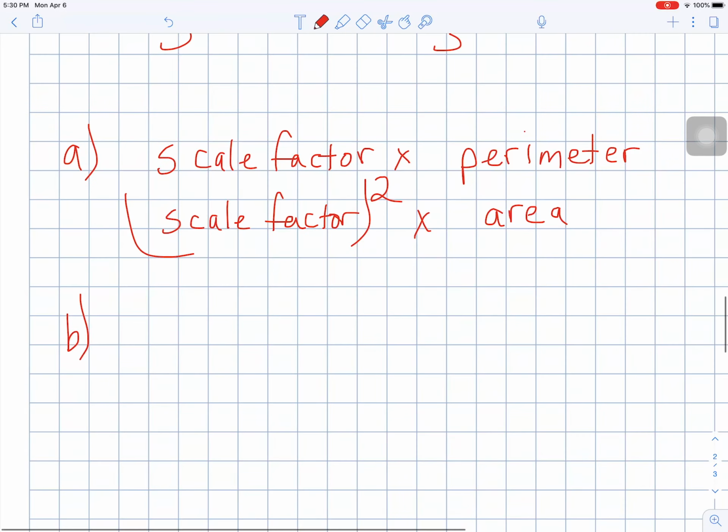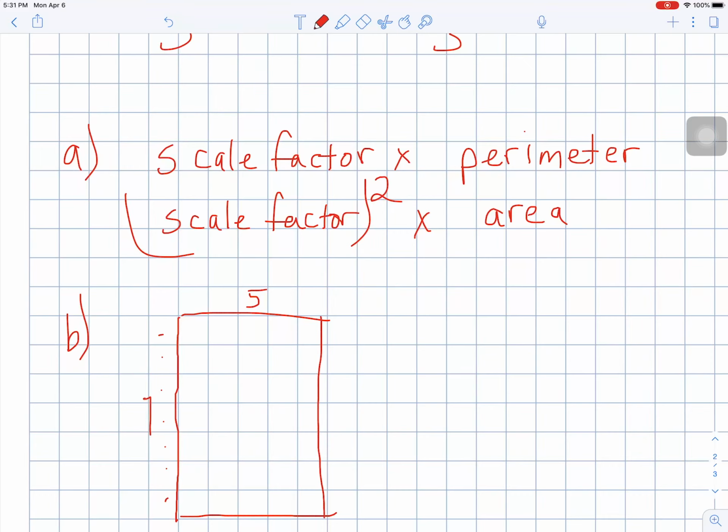So here we go. For B, it says the dimensions of a wallet-sized photo are about half the dimensions of a 5 by 7 inch photo. Okay, half the dimensions of the 5 by 7 inch photo. So let's just draw our photo here so we have it. 1, 2, 3, 4, 5, 6, 7. There you go. 5 by 7. So we can already tell that our area is 35. Don't know if we need that information yet. Let's work our way through it.